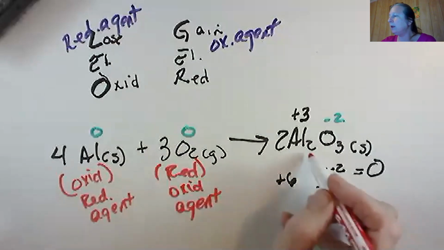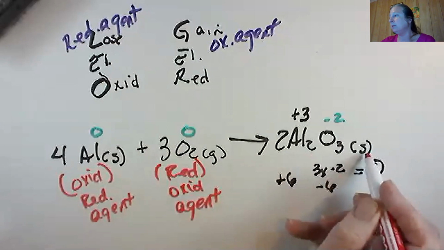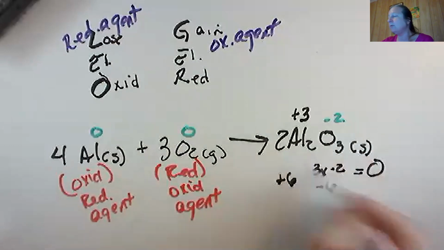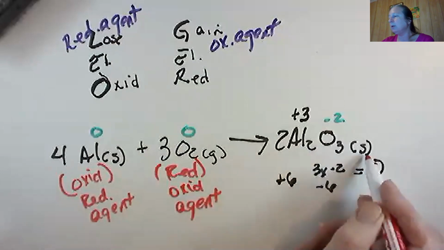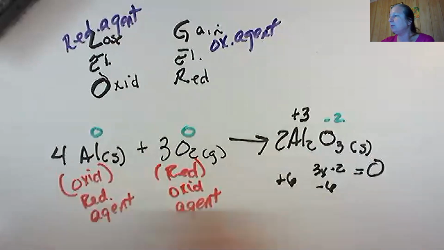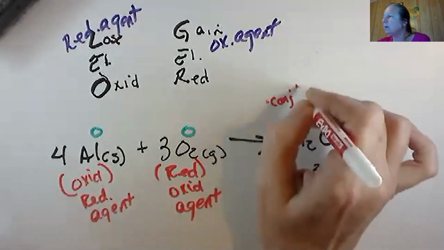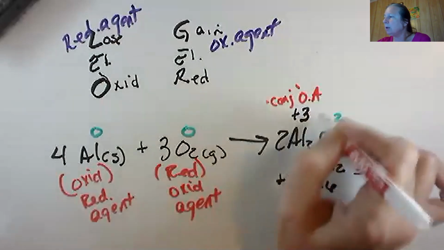And then you would go over here. And this is a solid. This is not aqueous. This is not floating around. It is an ionic compound, but it's a solid. So this is my reducing agent. Then this is my conjugate oxidizing agent, my aluminum ion.